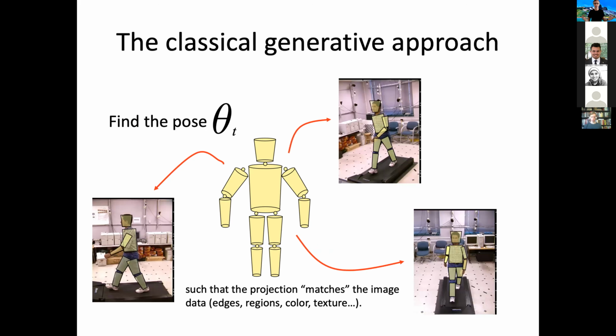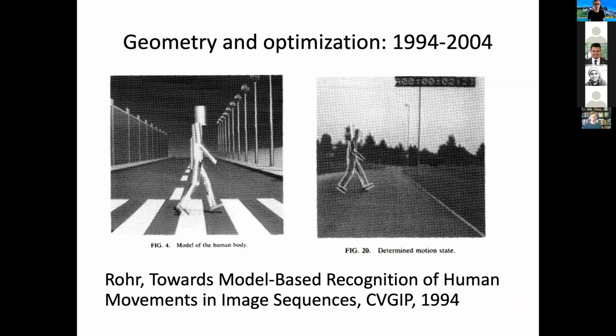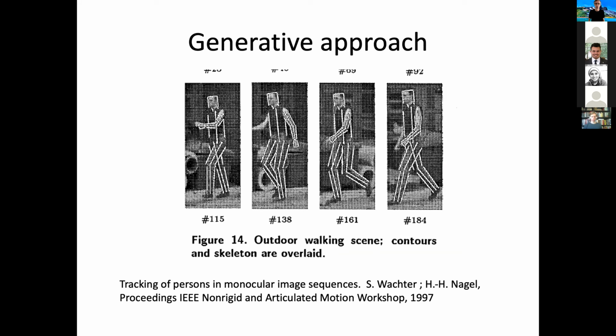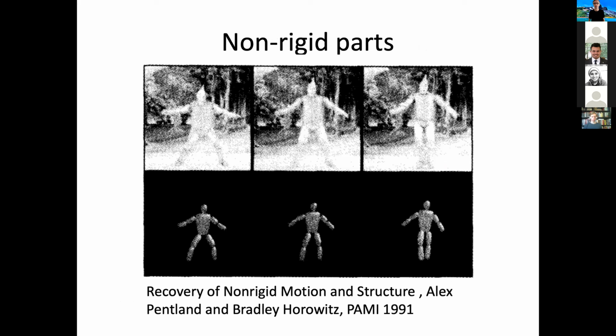And then if you know the camera, then you can project this into the camera views, one or more views, and then match it to some features. This is the classic approach. And so basically after around '93, '94, things picked up again. People were able to replicate the work of Hogg. There was a bunch of nice stuff going on.